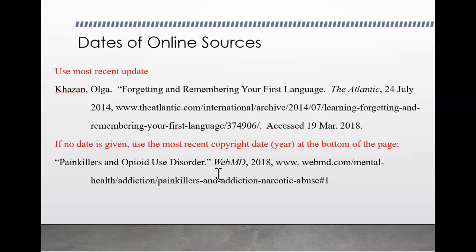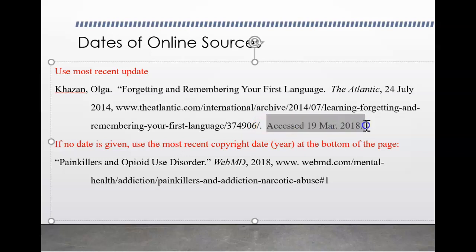Now, for online sources, well, sometimes it's kind of tricky to find out. Normally, often a date is given at the top. So here's an article by Olga Kazan, a writer for The Atlantic, Forgetting and Remembering Your First Language. And at the top of the article, where the title and her name appear, is the date of publication, 24 July 2014. After that would come the URL, and you could include an access date, the date that it was accessed. So after the URL would go a period, and then one item that MLA suggests you add then is the date you accessed it.